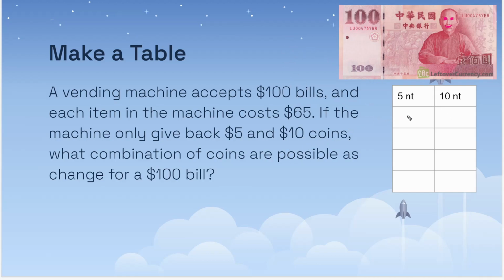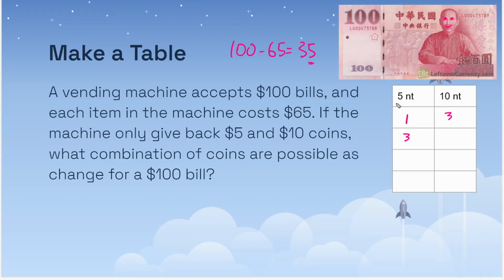What could I get? Well, I can't get 0 $5 coins, right? Because we're going to get back 100 minus 65, which is $35. So we have to have at least one $5 coin, which means we can have 3 $10 coins. That's one possibility. We can't have 2, but we can have 3.